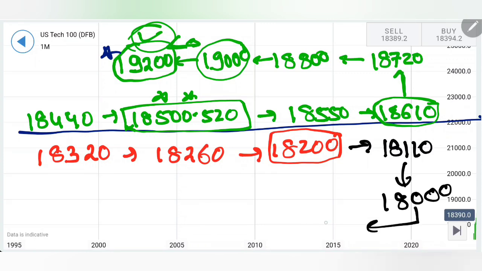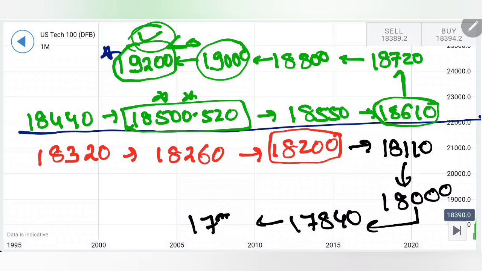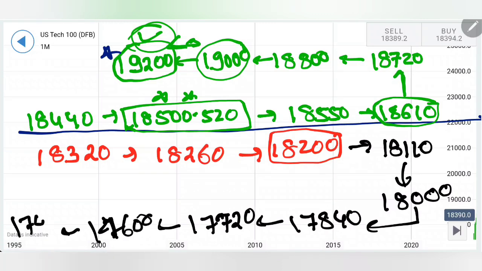And below 18,000 levels, the next target is towards 17,840, 17,720 and then 17,600 and then in fact 17,400. Now 17,400 is going to be very, very critical for the near future.